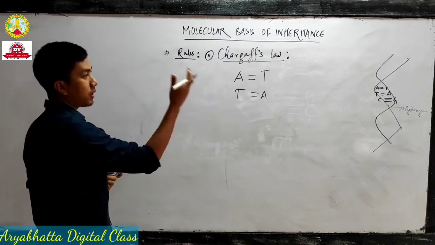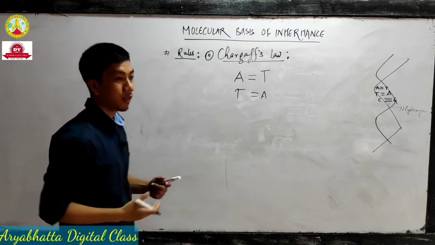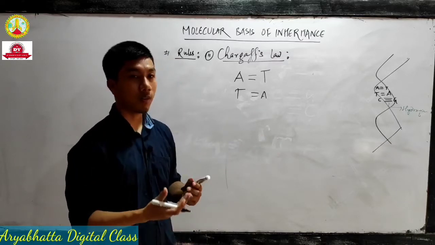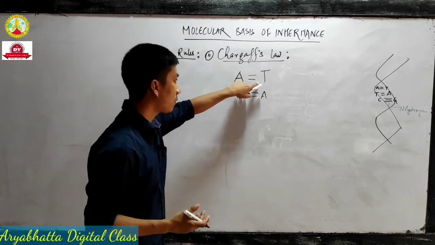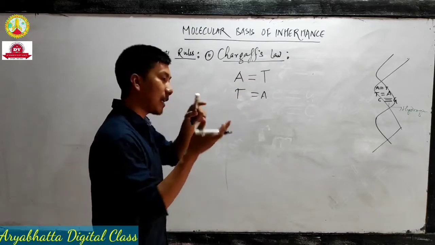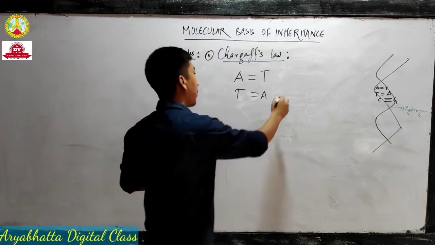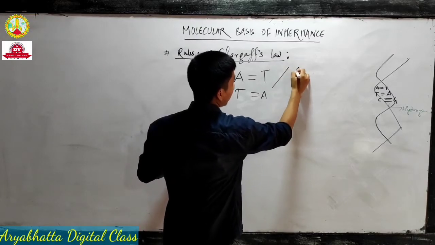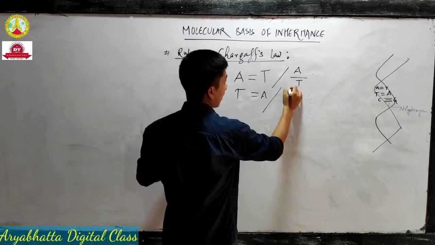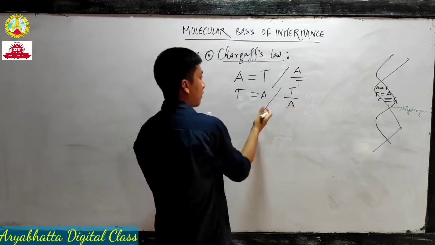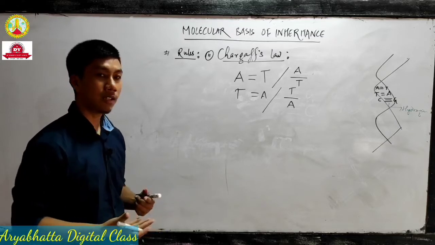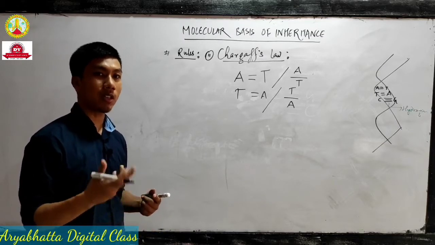If there is 1089, there will be 10 thymine. If there is 10 thymine, there will be 1089. So it says adenine is always equal to thymine, thymine is always equal to adenine. We can also write this in a slightly different manner: adenine divided by thymine, thymine divided by adenine. The number of adenine will be the same as the number of thymine.